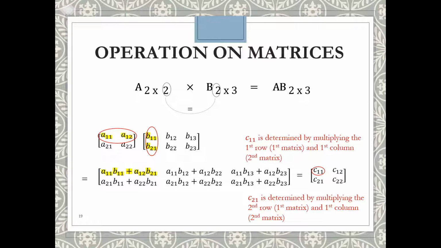As for C21, it is determined by multiplying the second row of the first matrix and the first column of the second matrix. Refer to the following example. The first matrix consists of A11 and A12 in the first row, and the second matrix consists of B11 and B21 in the first column. By multiplying the first row and the first column here, you will get A11 times B11 plus A12 times B21. So this will be the answer for C11.